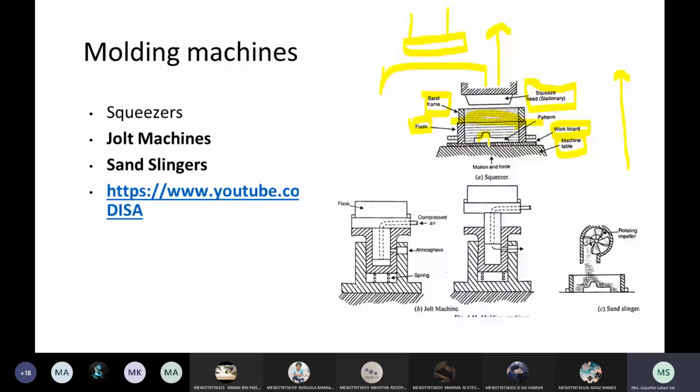Yes, ma'am. Right. So now the second machine is called a jolting machine. Okay. Jolting, what is meant by jolting? Vibrating, right? Jolting is nothing but vibrating. So here it is similar to the squeezing machine, but I will just draw it, okay? I'll draw it so that you will understand.